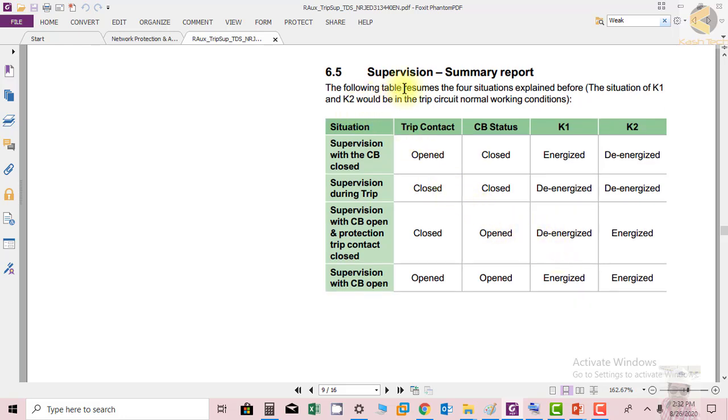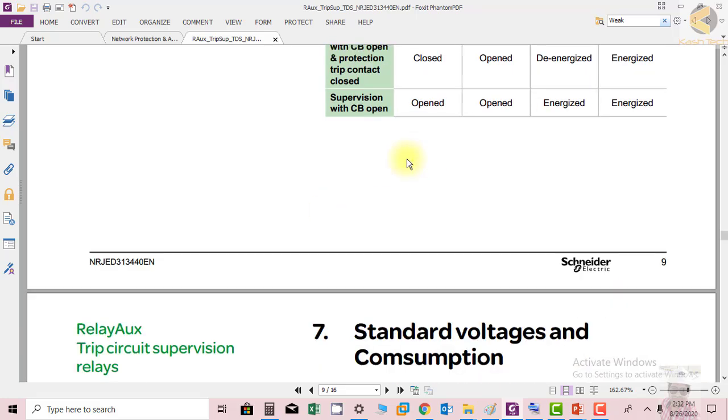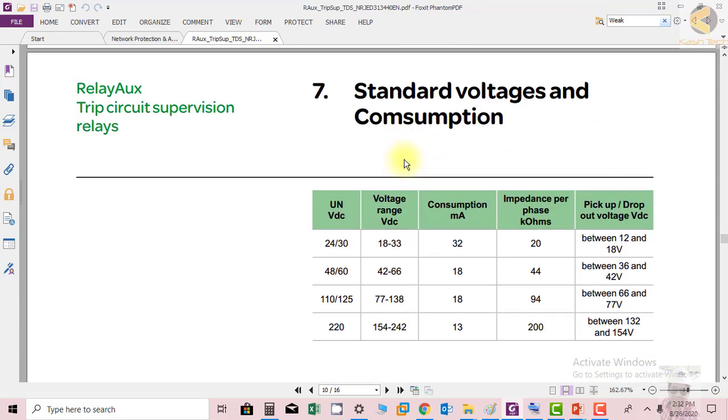So the following table resumes the four situations explained before. The situation of K1 and K2 would be in the trip circuit normal working condition. So supervision with CB closed, trip contact open, CB status closed, K1 energized, K2 de-energized. So I have already explained this table, and when you review it, you can counter check this table with the situation, so it will be really helpful for you to understand.